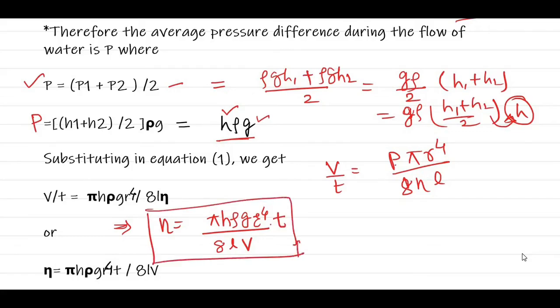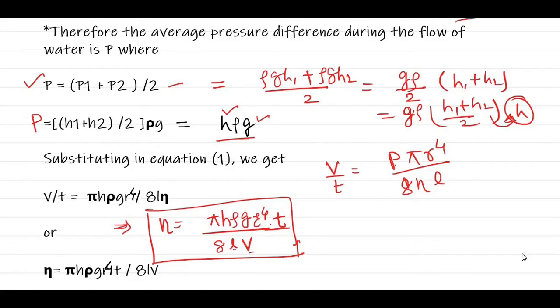Now see here, pi we substitute its value 3.14, h is the average of h1 and h2, rho is the density of the liquid, already known to us, g is 980 in CGS or 9.8 in MKS, r is the radius of the bore of the capillary tube, t is the time for which we have allowed the liquid to flow through the capillary tube, L is the length of the capillary tube, and V is the volume collected in ml.